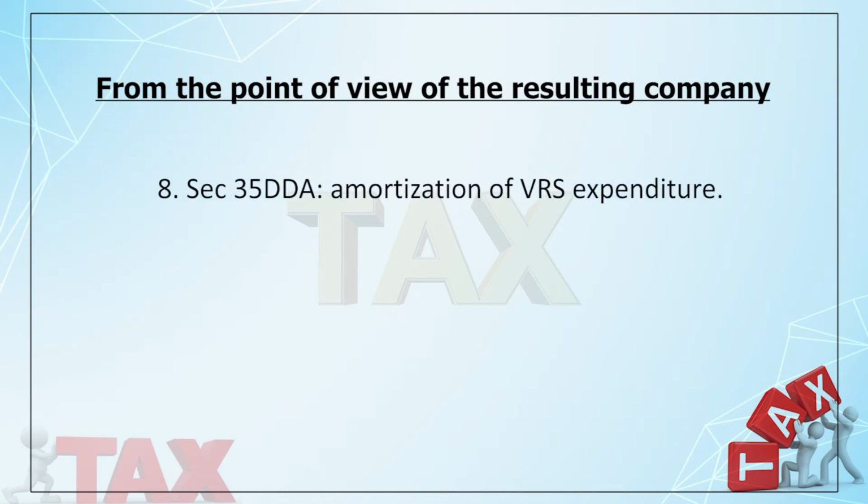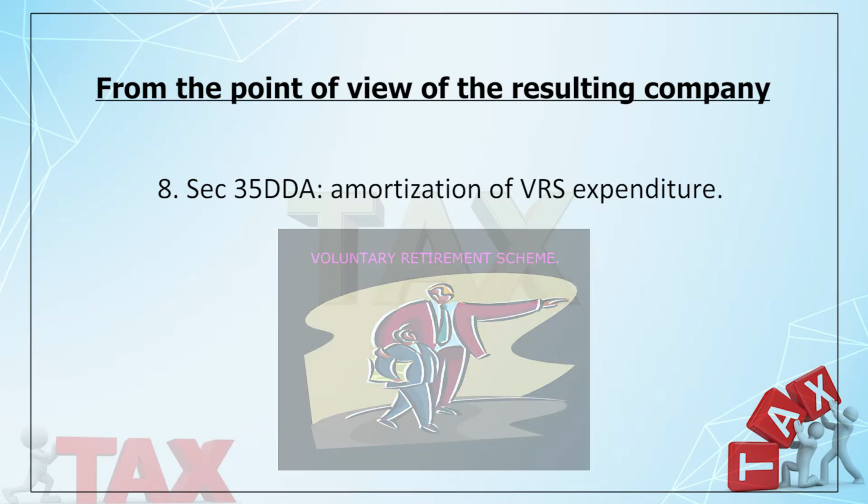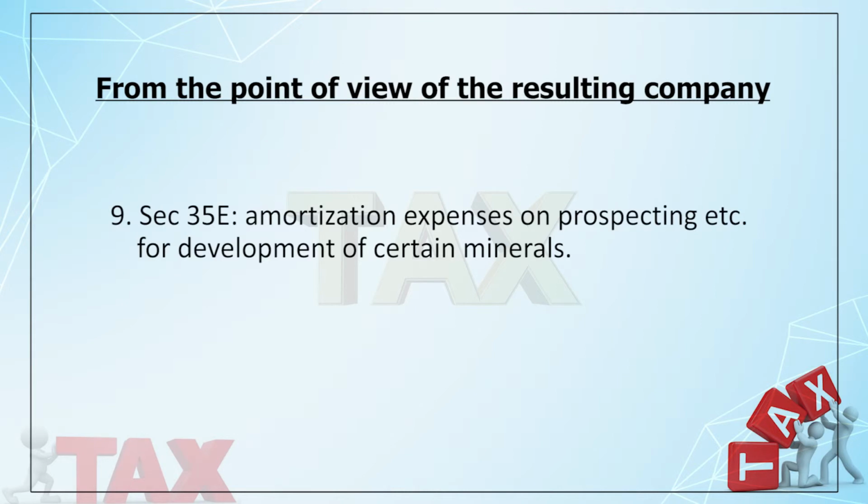Then 35DDA, which talks of amortization of VRS expenditure, voluntary retirement scheme expenditure. Once again the same thing, the period for which it has been enjoyed by the demerged company, the balance period can be enjoyed by the resulting company. Then 35E talks of amortization on prospecting for development of certain minerals. Once again the period of amortization is 10 years, and in the same way the period which is enjoyed by the demerged company, the balance period can be enjoyed by the resulting company.